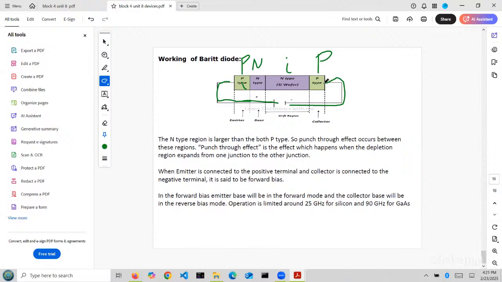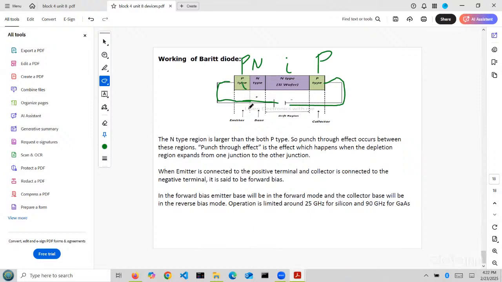Positive supply with P, what does it become? Forward bias. Negative with P becomes reverse bias. Now see, the N-type region is larger than the P region. So what is mentioned here? N-type is larger compared to P. Actually this is the drift region, not exactly the P region. We called it N as well. That is the drift region.